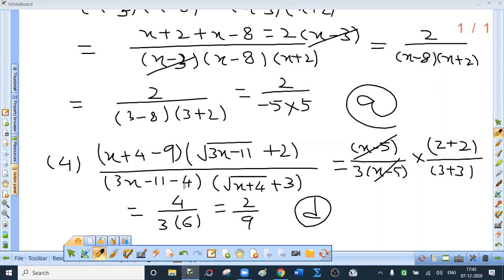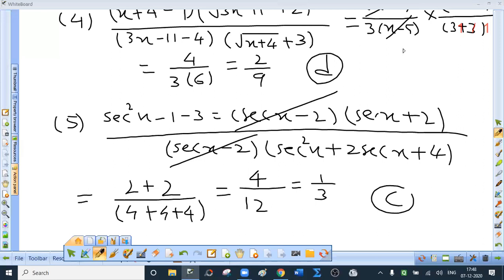And what is the rationalizing factor of numerator? Root of x plus 4 plus 3. Now this is x minus 5. This is 3x minus 15. Take 3 common to get this. Cancel it. Now take limit. Put x equal to 5, limiting value. Root 4 is 2. 2 plus 2 upon 3 into 9 root is 3. 3 plus 3, 6. So 2 upon 9 is the answer which is given in option D. D for Delhi is the correct option.